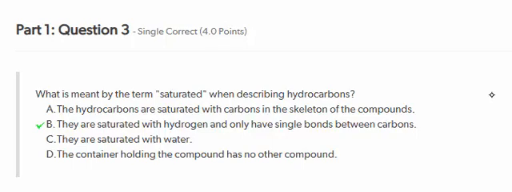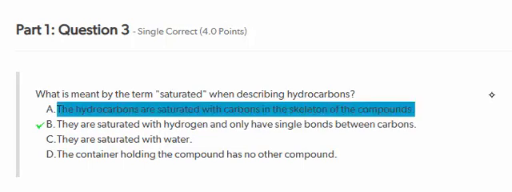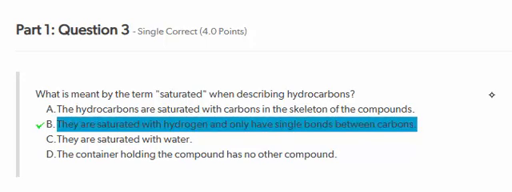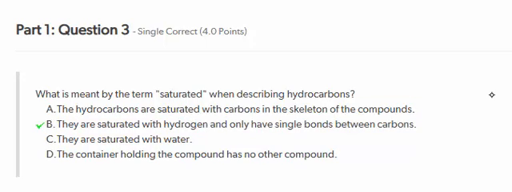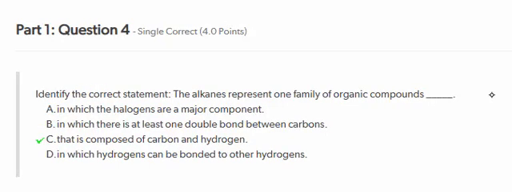Number 3, what is meant by the term saturated when describing hydrocarbons? Well, saturation is how many hydrogens there are when there are only single bonds between carbons. When they're saturated, that means they have the maximum number of hydrogen atoms bonded to the carbon framework. Now, when you have a ring structure, and in a later question several people chose the ring structure as being saturated, that actually introduces a degree of unsaturation. So these are chain carbon hydrocarbon molecules.